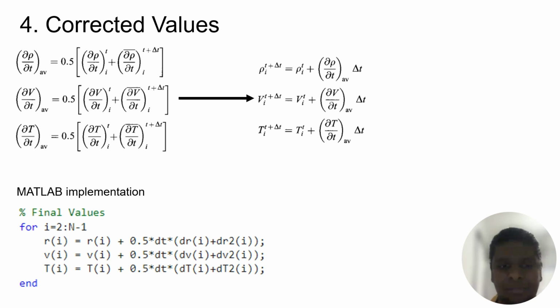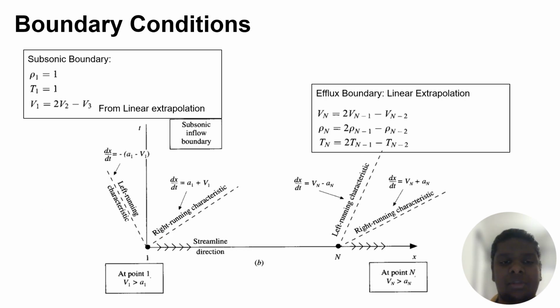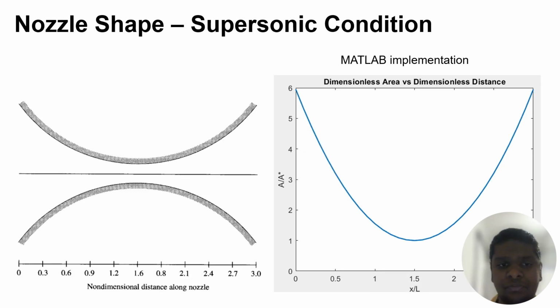So with regards to the boundary conditions, the inlet of the nozzle is always subsonic. So we set the pressure and temperature to 1, which is equal to the reservoir conditions, whereas the velocity approaches 0, and we can't set 0 as a realistic value, and hence we just find the velocity at point 1 from linear extrapolation. And since we can have different types of exit conditions, we'll just extrapolate all of the values at the exit or the efflux boundary.